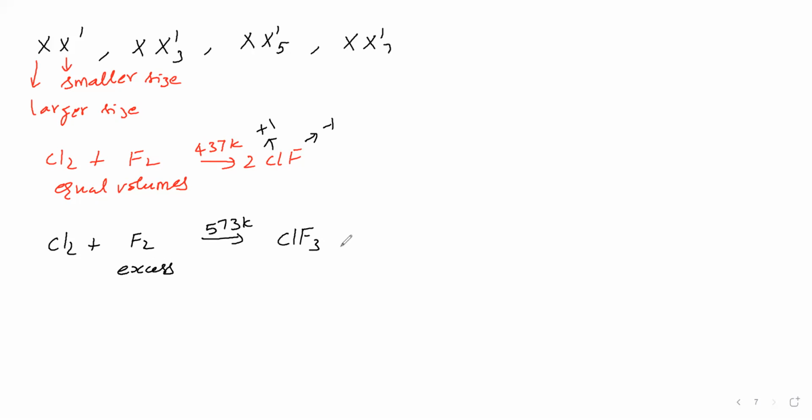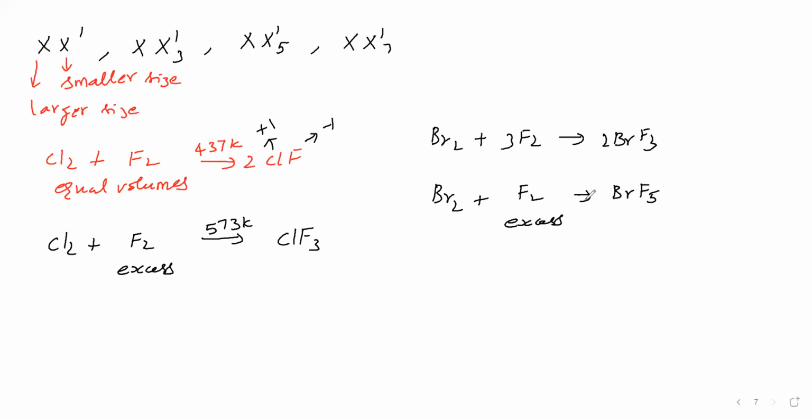Next, we'll take bromine, Br2, and fluorine. Bromine and fluorine on reaction give BrF3. For balancing, F3 and F2, so cross multiply, bromine is 2. Next, bromine with excess F2 gives BrF5. Fluorine 2, fluorine 5, the difference is an odd number, so cross multiply.